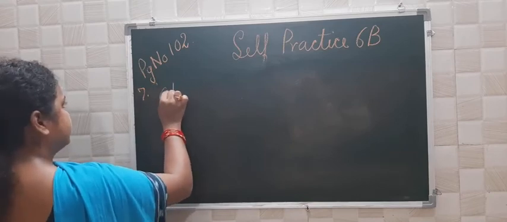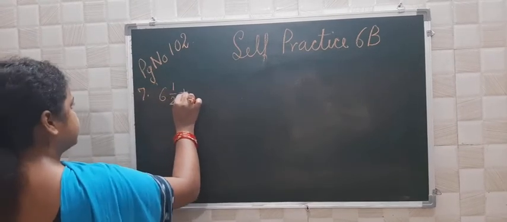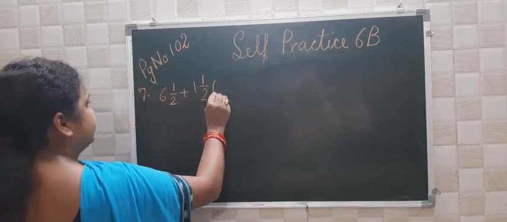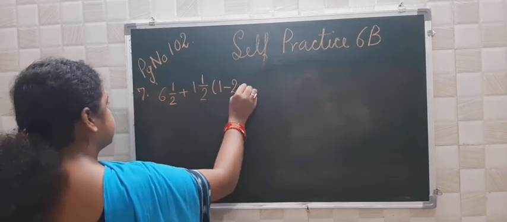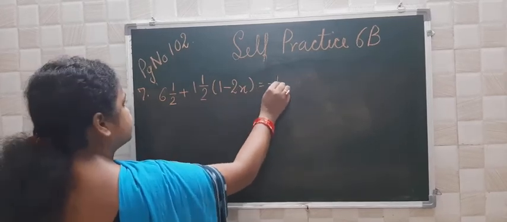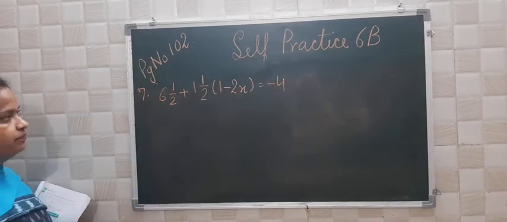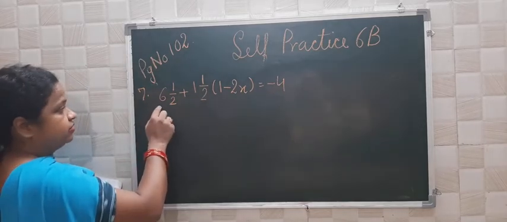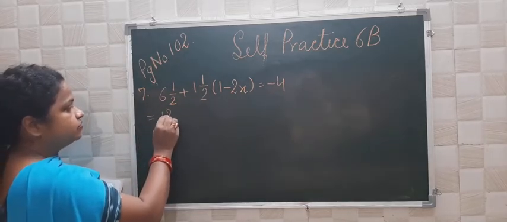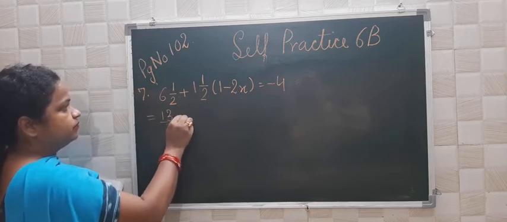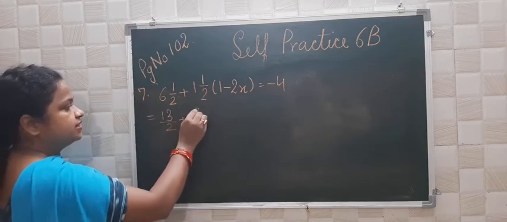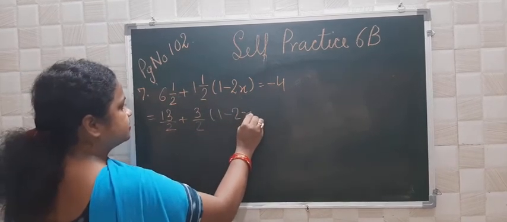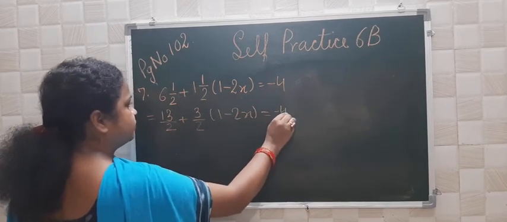6 1 by 2 plus 1 whole 1 by 2, 1 minus 2x is equal to minus 4. Okay. Now firstly convert into improper. 6 2s are 12, 12 plus 1 is 13 by 2, 2 1s are 2 plus 1, 3 by 2, 1 minus 2x is equal to minus 4.